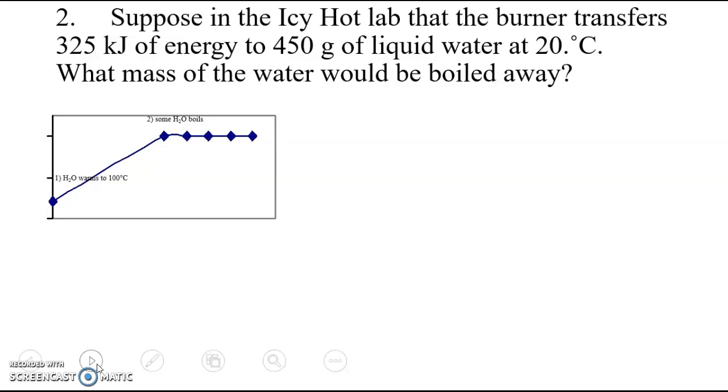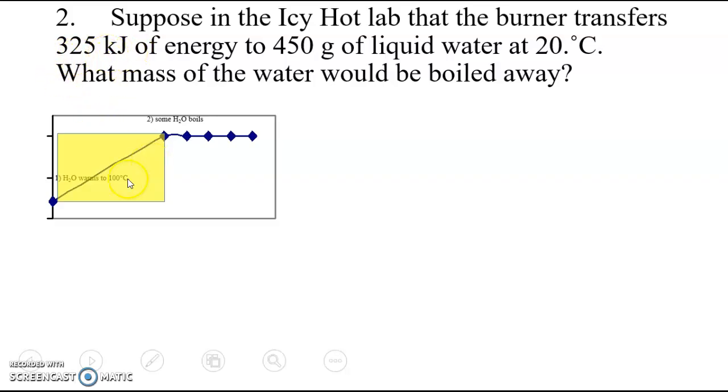So problem number 2, suppose in the icy hot lab that the burner transfers 325 kilojoules, that's 325,000 joules of energy, to 450 grams of liquid water at 20 degrees Celsius. What mass of the water would be boiled away? Okay, so there's going to be two parts of this. One, we have to figure out how much energy we have. So we have to heat this up to boiling, right? So it's going to take some energy to heat it up. And again, the 325,000 joules is the total amount of energy we have to spend.